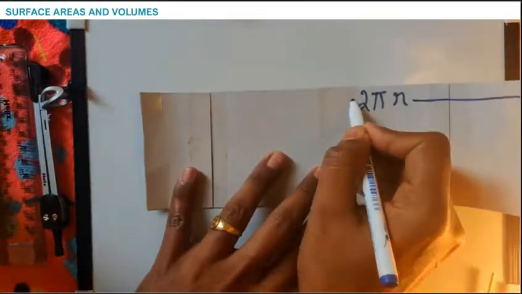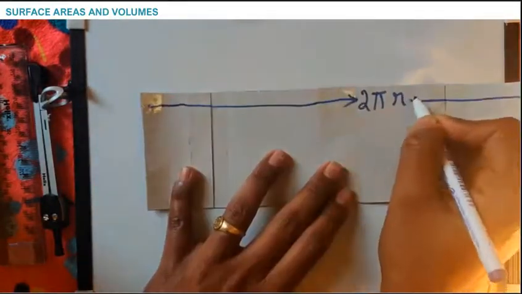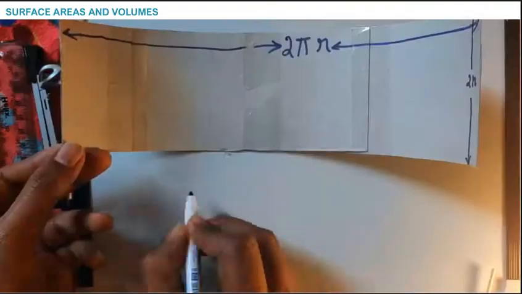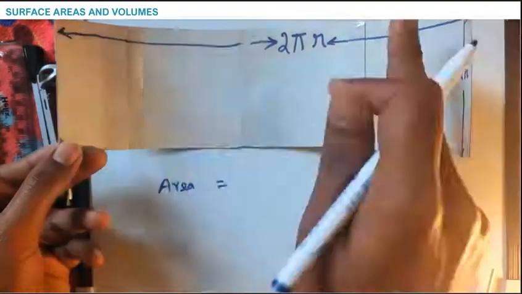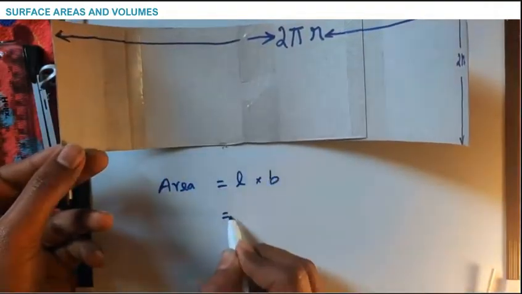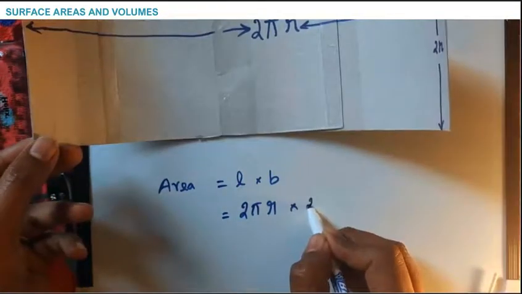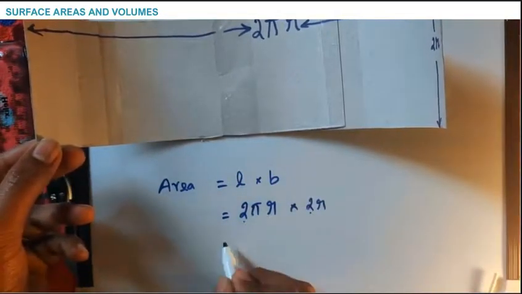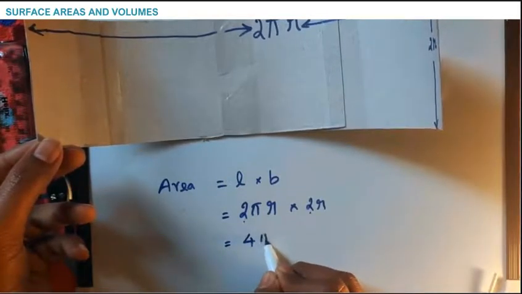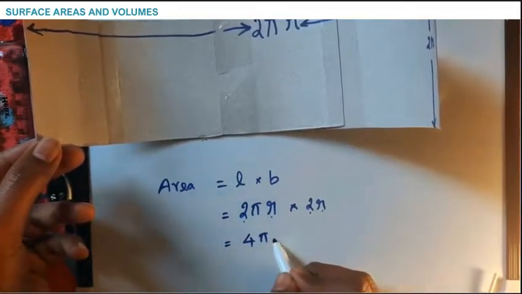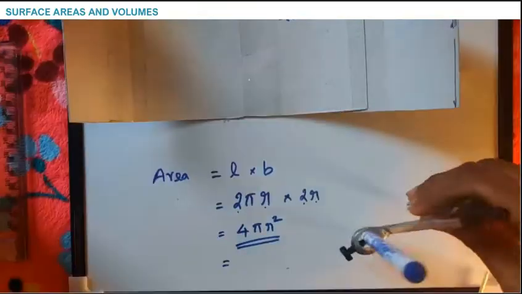Now to find the area of the rectangle, that is length L into breadth b. Our L is 2 pi r and breadth is 2 times the radius, 2r. 2 into 2 is 4, pi r into r is r square. That's it, 4 pi r square.